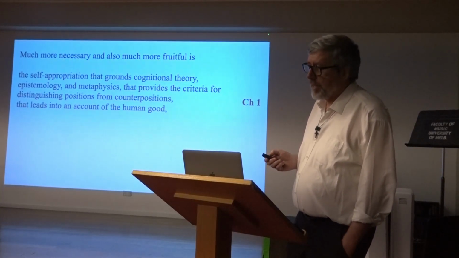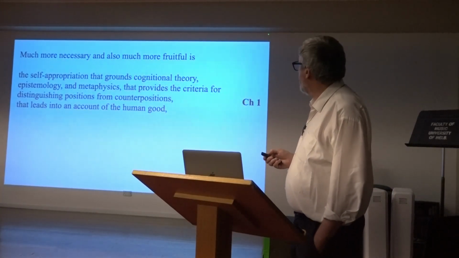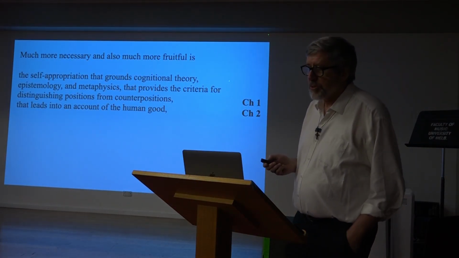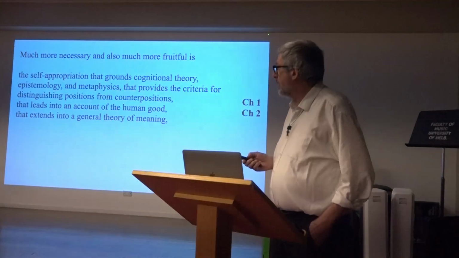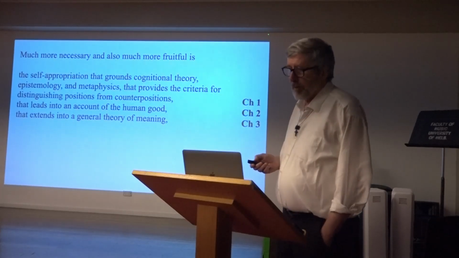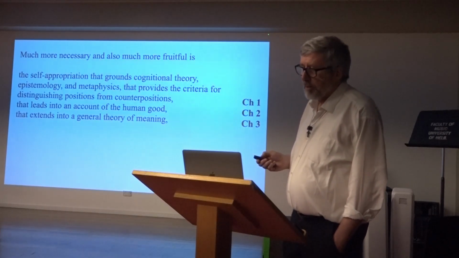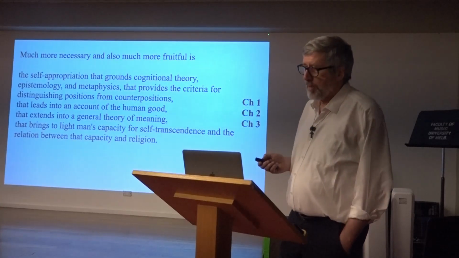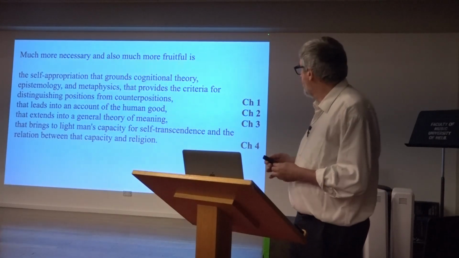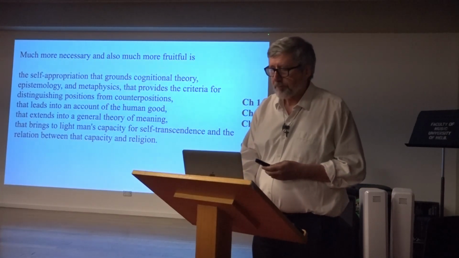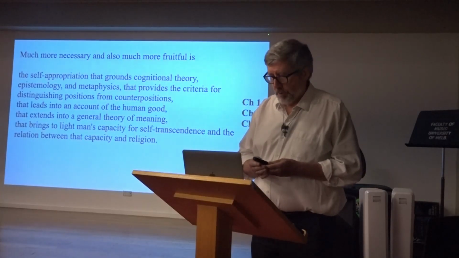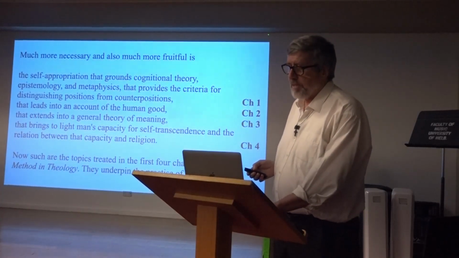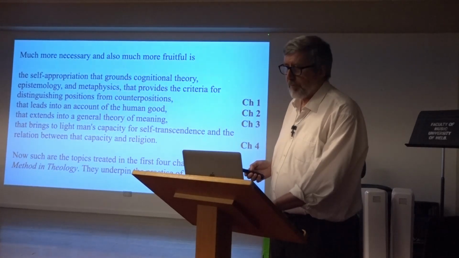That leads into an account of the human good, which is chapter 2. That extends into a general theory of meaning, which is chapter 3. And that brings to light the human capacity for self-transcendence and the relation between that capacity and religion, which is really chapter 4. So those are the topics treated in the first 4 chapters. They underpin the practice of theology.